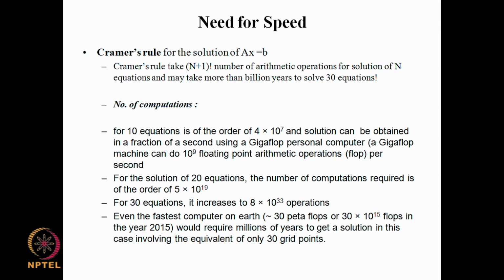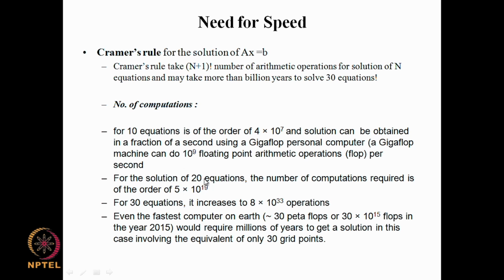For example, you can have a gigaflop personal computer. A 1 gigaflop machine can do 10 to the power 9 floating point operations per second. Floating point operations are arithmetic operations like division and multiplication, and it can do 1 billion of them per second. Here, for 10 equations, this method will take about 4 times 10 to the power 7 operations. So you can get to the solution in about 0.04 of a second. So it looks pretty simple.